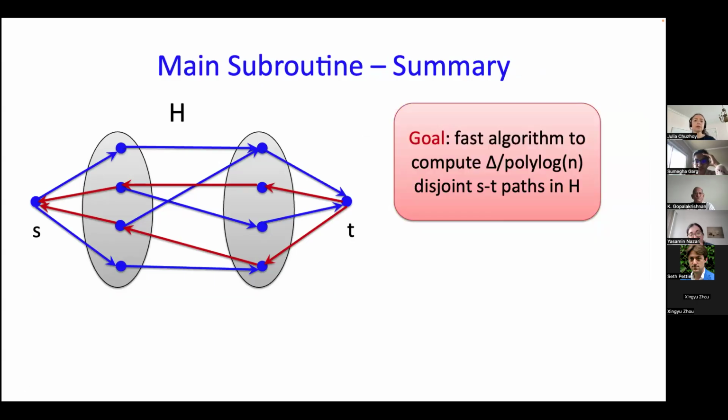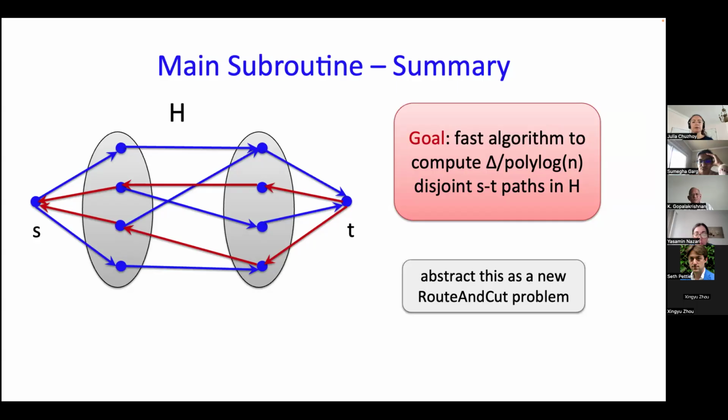So now going back to our goal. Remember, we know that there are delta disjoint ST paths in this residual flow network. We want to find delta over polylog n such disjoint ST paths. And again, intuitively, this is just saying solve the max ST flow problem approximately. So I'm going to define a little bit more general problem.